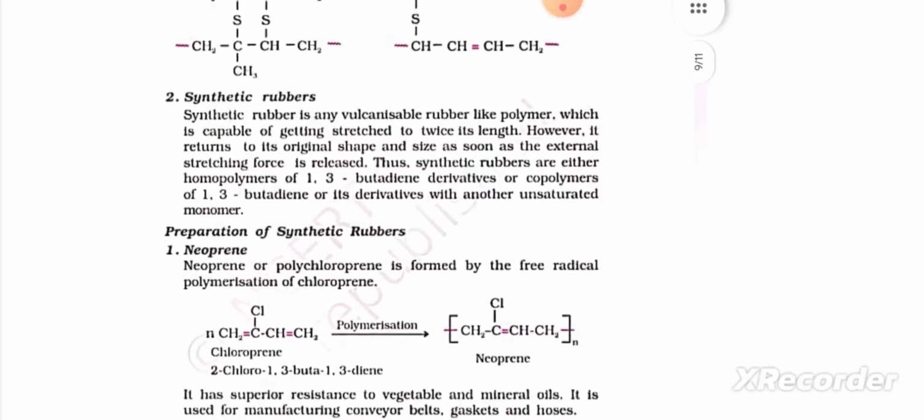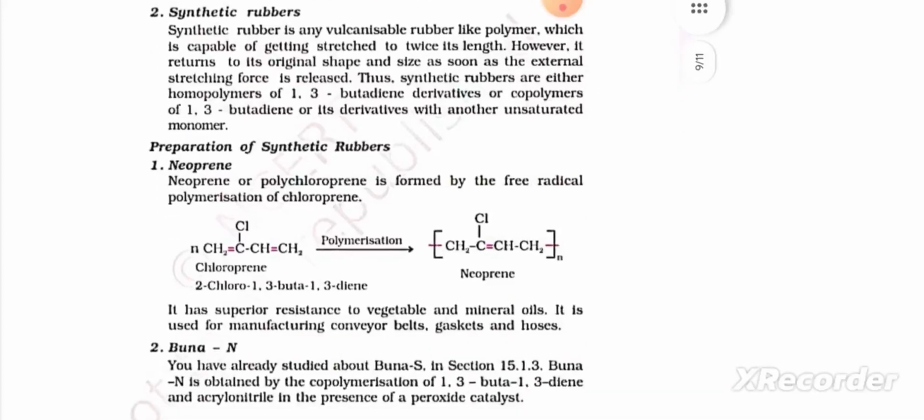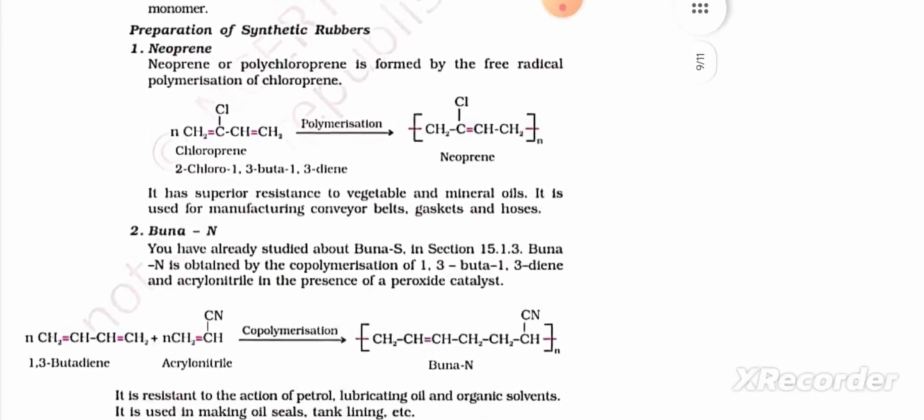Second is synthetic rubber. Synthetic rubber is a vulcanizable rubber-like polymer which is capable of getting stretched to twice its length. However, it returns to its original shape and size as soon as the external force is released. Thus, synthetic rubbers are either homopolymers of 1,3-butadiene derivatives or copolymers of 1,3-butadiene or its derivatives with other unsaturated monomers. Preparation of synthetic rubber.